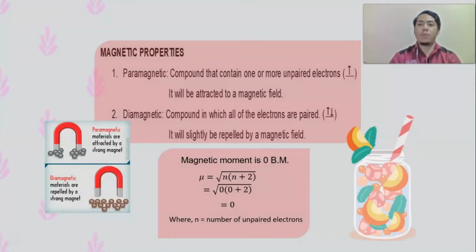So what is the difference between paramagnetic and diamagnetic? Paramagnetic contains one or more unpaired electrons and is attracted to a magnetic field. Diamagnetic contains all paired electrons, so it is slightly repelled by the magnetic field. Lastly, I will talk about magnetic moment. In our complex it will be 0 BM because there's no unpaired electron in our complex.